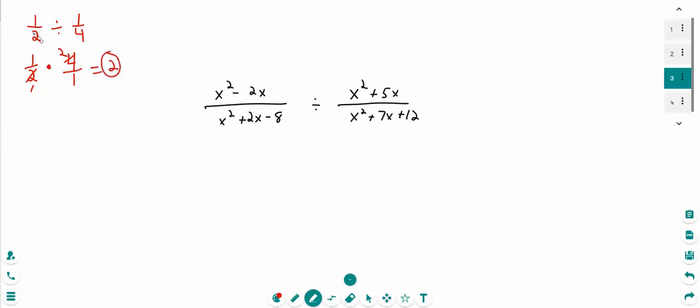But the important thing is remembering that when we're dividing two fractions, we flip, we find the reciprocal of the second fraction, and we multiply the two together. That's the same process we're going to use here. Okay? And so it's very simple.